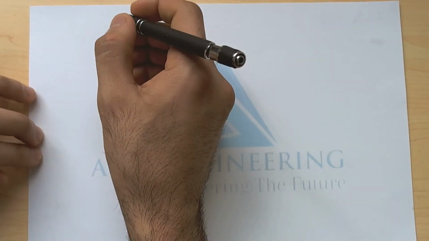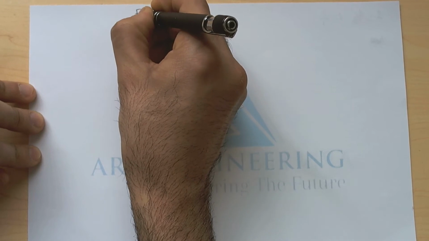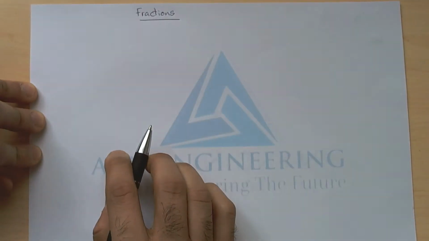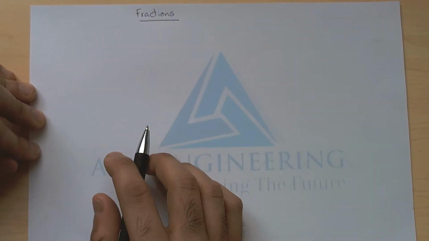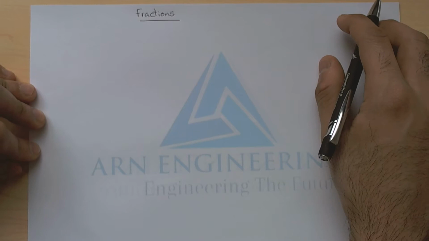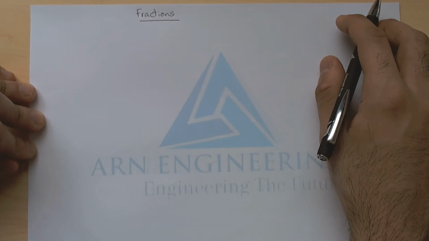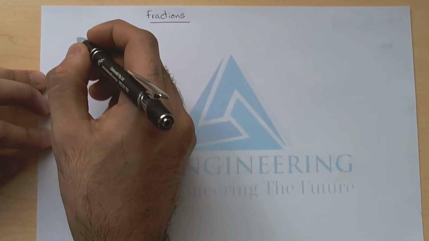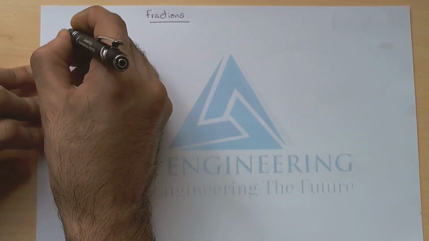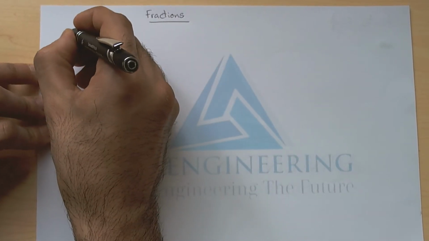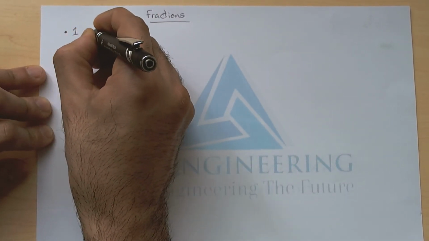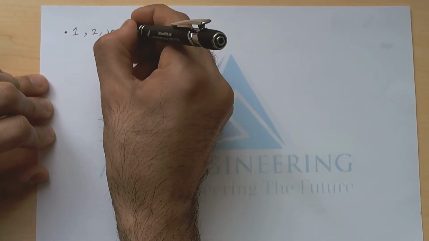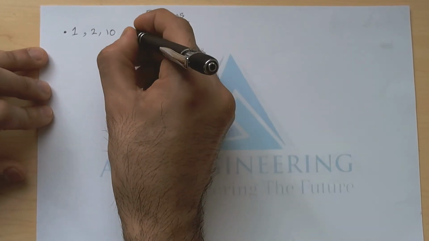Today we're going to learn about fractions. Fractions are generally defined as a numerical quantity that is not a whole number. So in order to understand that, we need to know what a whole number is. An example of a whole number could be 1, 2, 10, etc. Right? These are whole numbers.